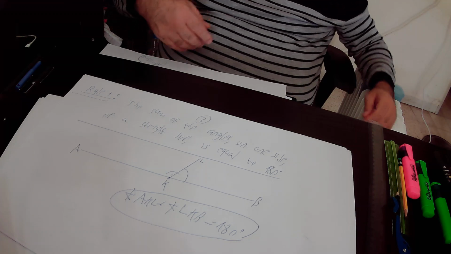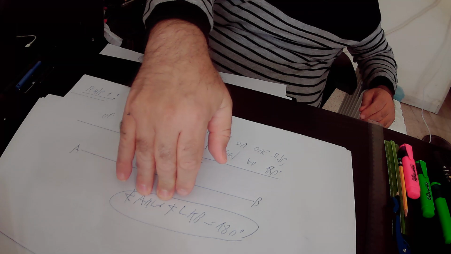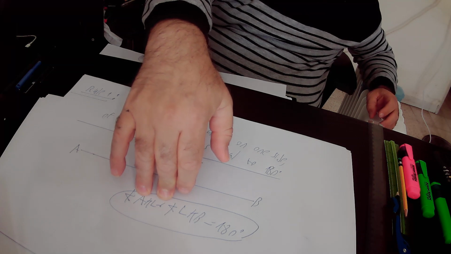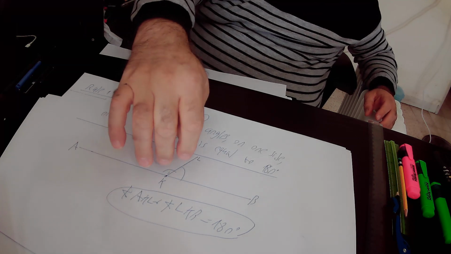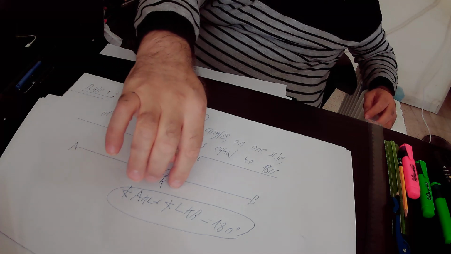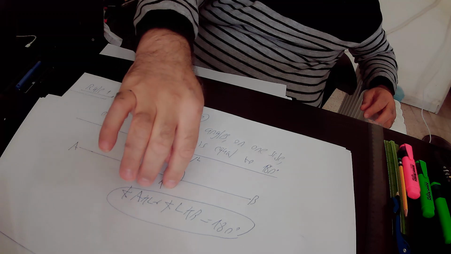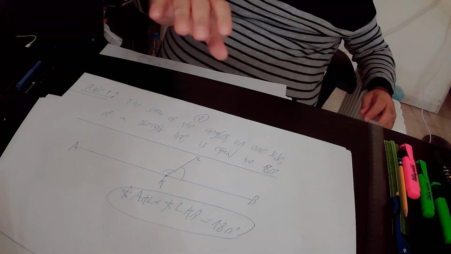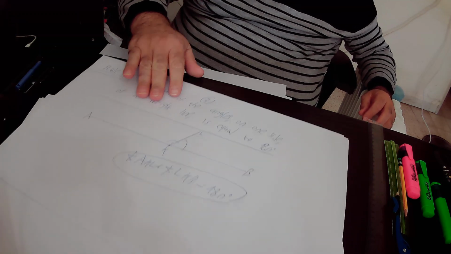Likewise, if you focus on the lower side of the straight line AB at point K, here the sum of the angles must be equal to 180 degrees. That is to say, this angle is also equal to 180 degrees. We can implement rule number 1 in our drawing.